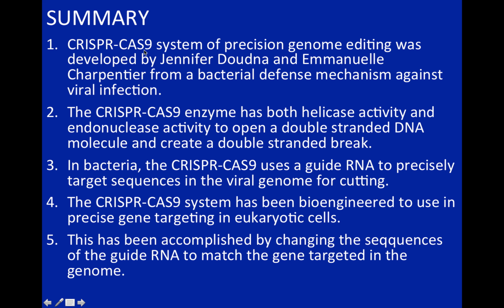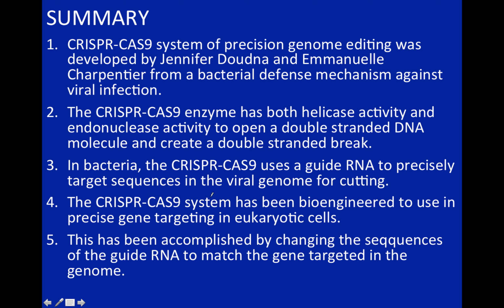So in summary, the CRISPR-Cas9 system of precision genome editing was developed by Jennifer Doudna and Emmanuel Charpentier. Remember those names. They will be awarded the Nobel Prize in the not too distant future. It was developed from a bacterial defense mechanism against viral infection. The CRISPR-Cas9 system has both helicase activity and endonuclease activity to open a double-stranded DNA molecule and create a double-stranded break. In bacteria, the CRISPR-Cas9 uses a guide RNA to precisely target sequences in the viral genome for cutting.